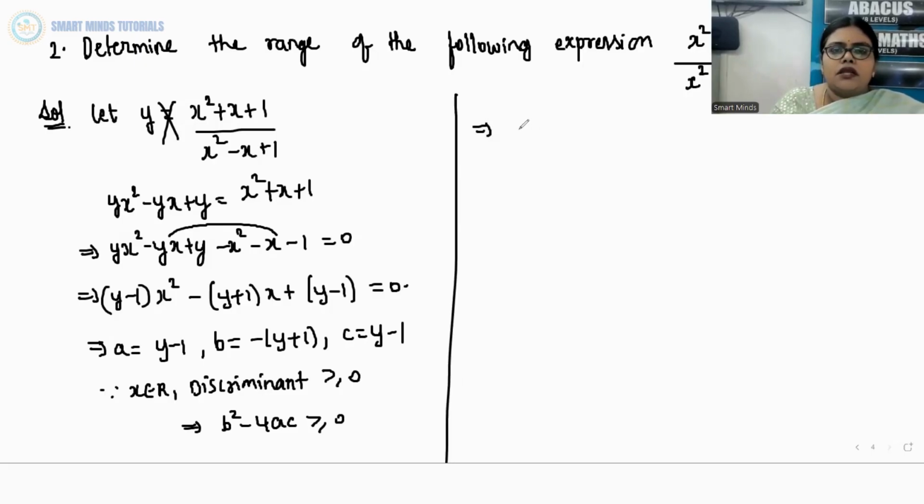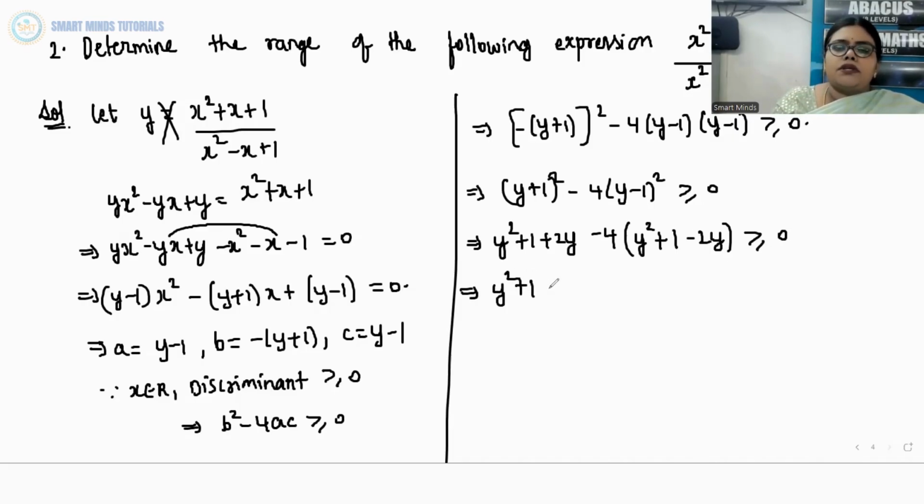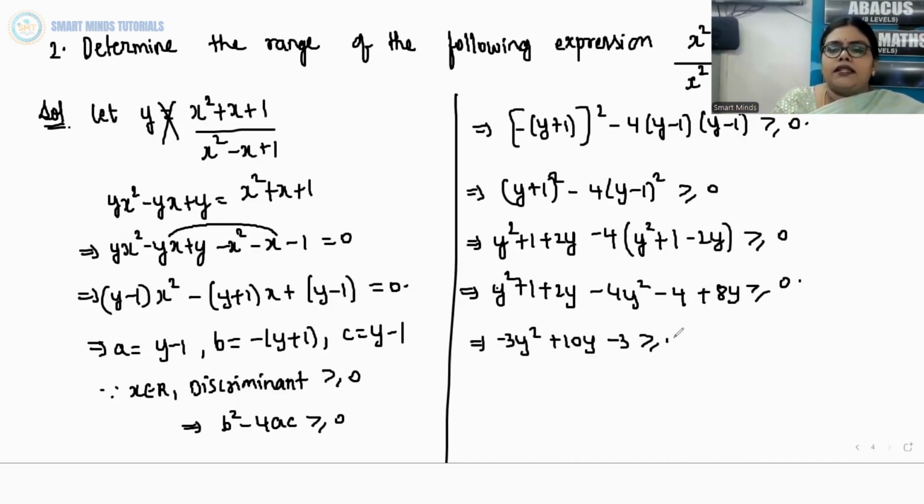Now let us substitute the values. Minus of (y + 1) whole square minus 4 into (y − 1) into (y − 1) is greater than or equal to 0. So that is (y + 1) whole square minus 4 into (y − 1) whole square greater than or equal to 0. Now what is (y + 1) whole square? We apply the (a + b) whole square formula: a square plus b square plus 2ab, minus 4 outside. Again (y − 1) whole square is y square plus 1 minus 2y. Now we open the brackets: y square plus 1 plus 2y minus 4y square minus 4 plus 8y greater than or equal to 0. So y square minus 4y square is minus 3y square plus 10y minus 3 greater than or equal to 0.